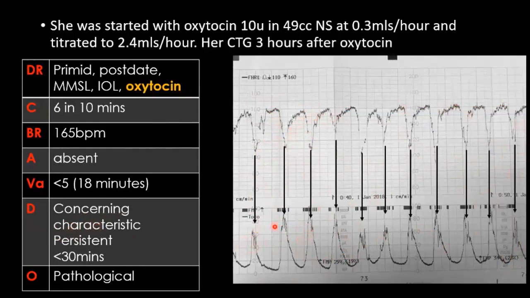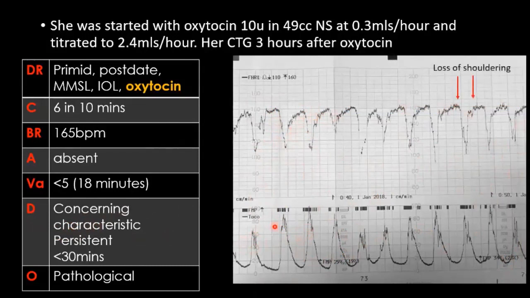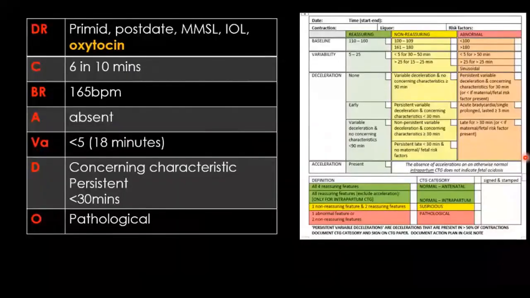Why do I say that there are concerning characteristics? It's because there is loss of shouldering. It's actually a deep deceleration. You can also see there is reduced variability within the contraction, and most importantly, this is not symmetrical. So we have this primid, we have defined the risk.